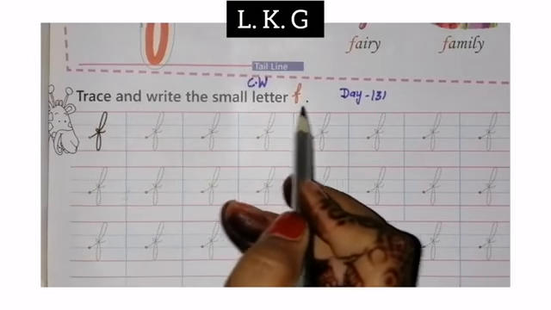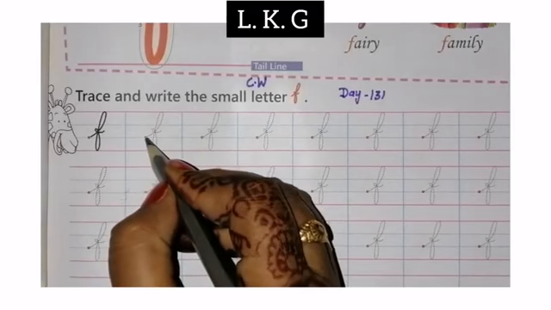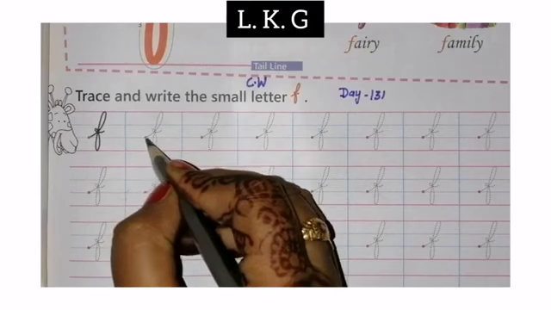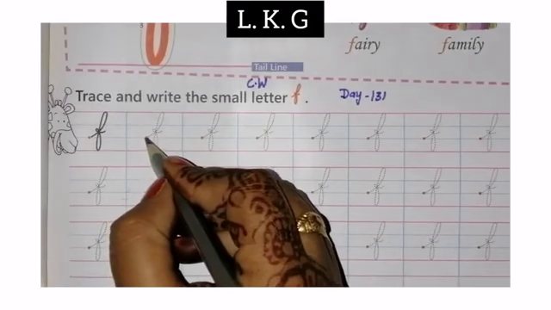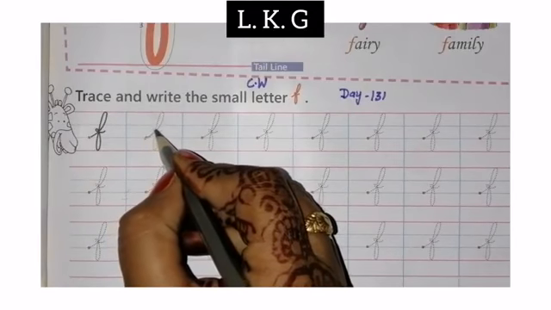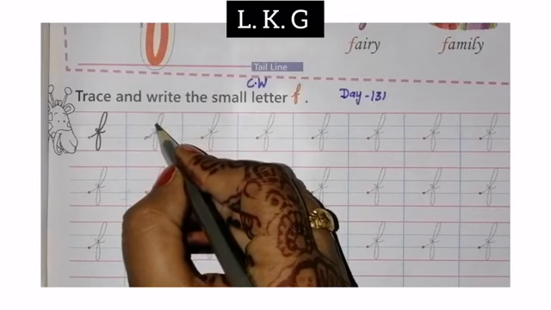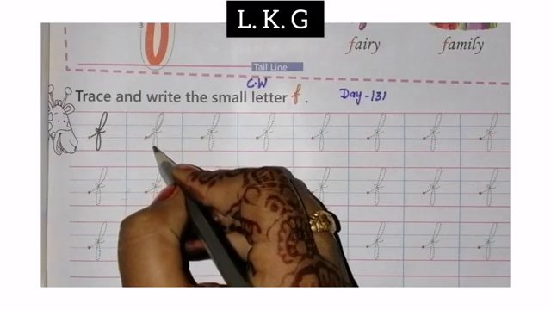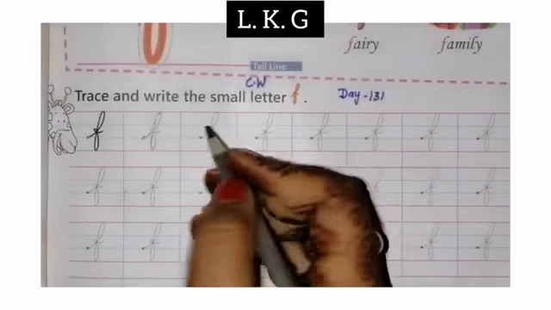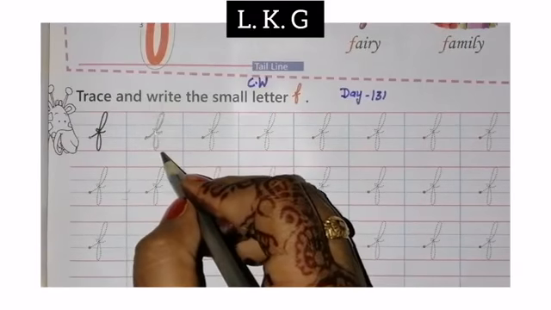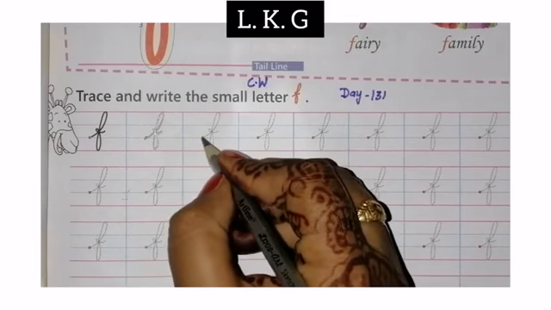Trace and write the small letter F. Okay. Let us start. We have to start from here. Keep the pencil here and go up and round, then move, then come down, then move, then again go, and then do like that. Okay, what is this? F for fish, F for fairy, F for family.